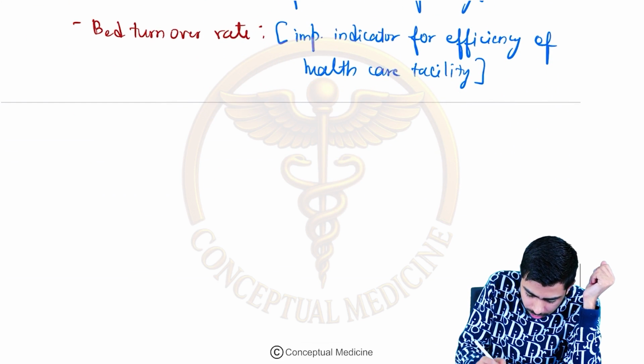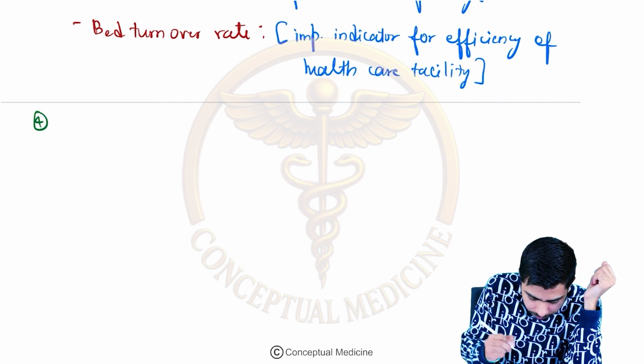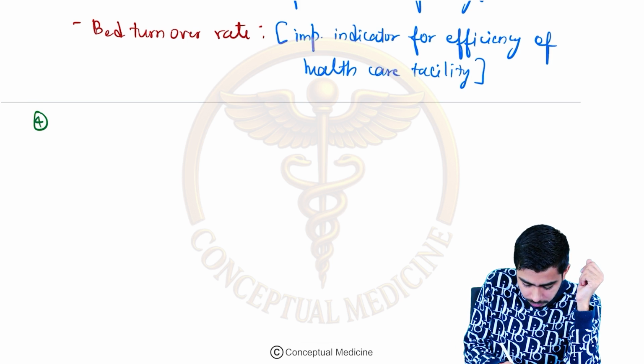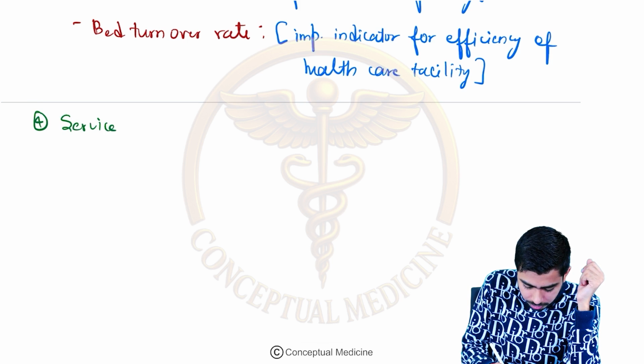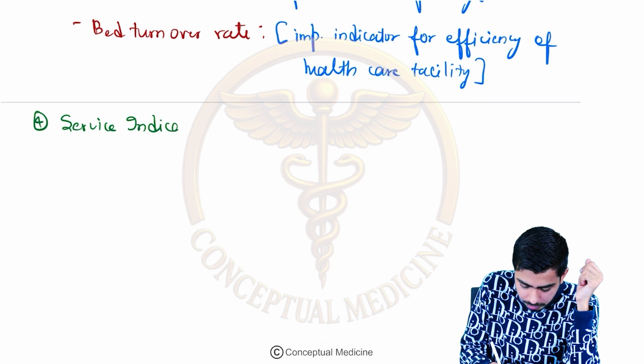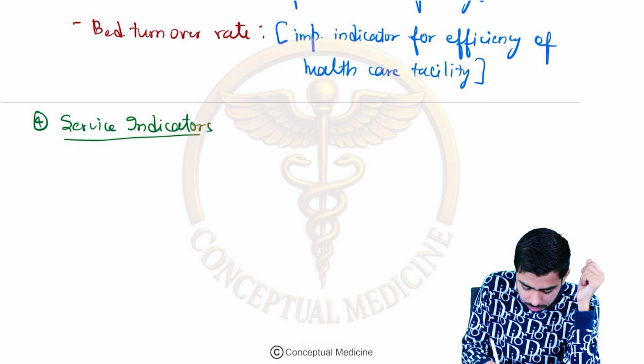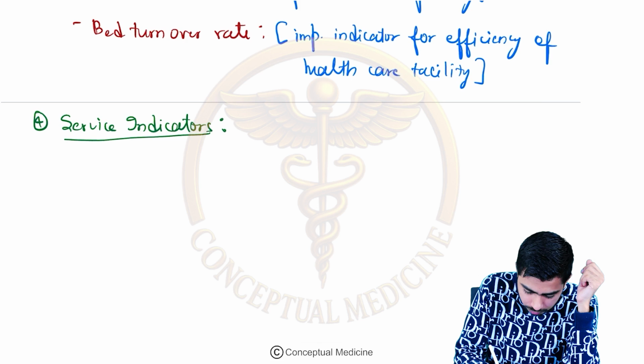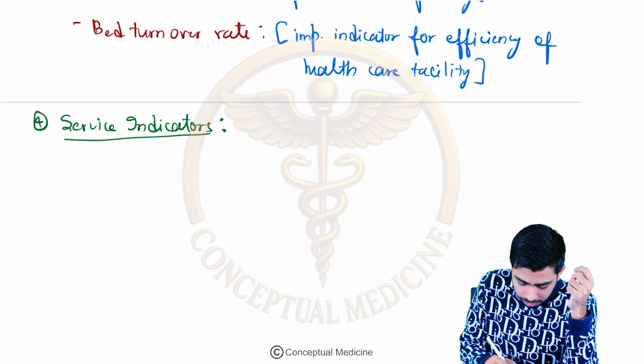Now I'm moving on to the next indicator, guys. That is the fourth one, your service indicator, the services which are provided by the government. In this we shall talk about the public health indicator.